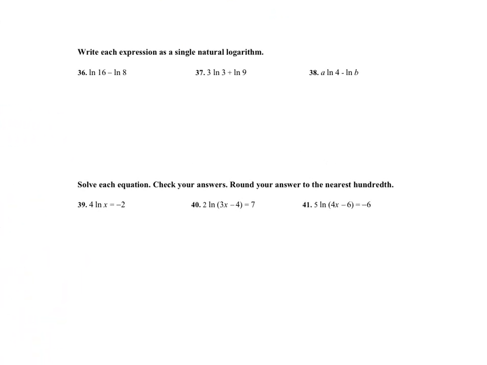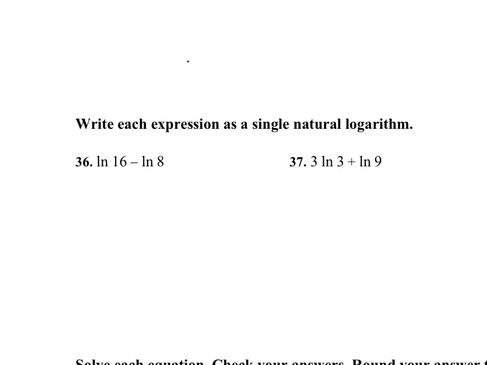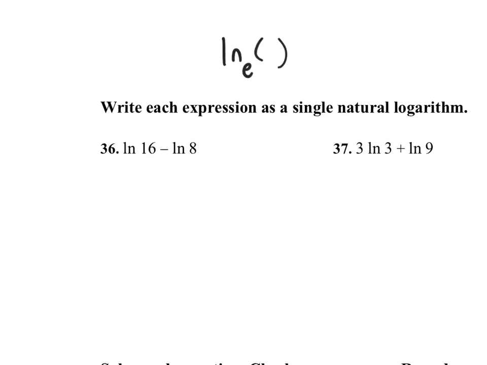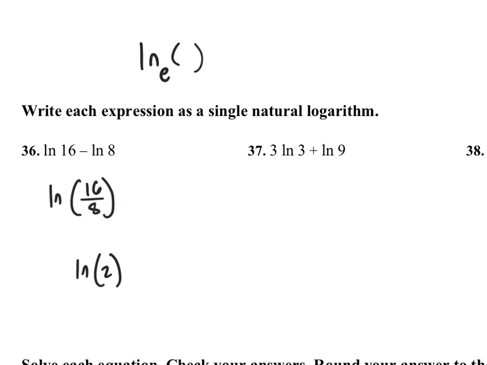So this is write each expression as a single natural logarithm. And natural logarithm is an invisible base e. That way we don't have to write the e, we can have a different format, and that format is ln. So this would still be the same properties as previous. If you have subtraction, you're using division. So that one's really just natural log of 2.